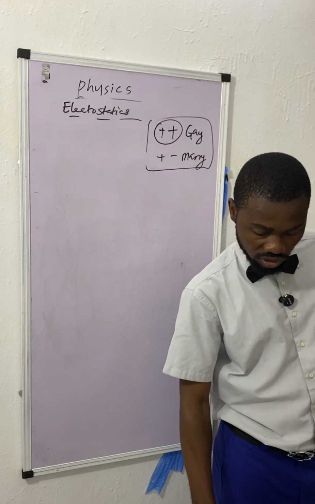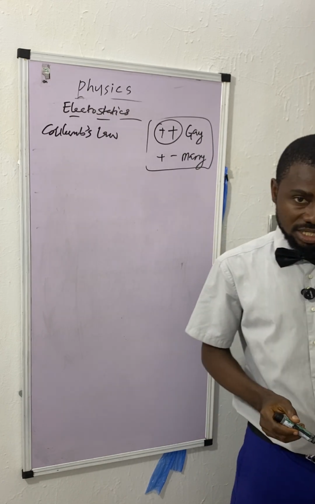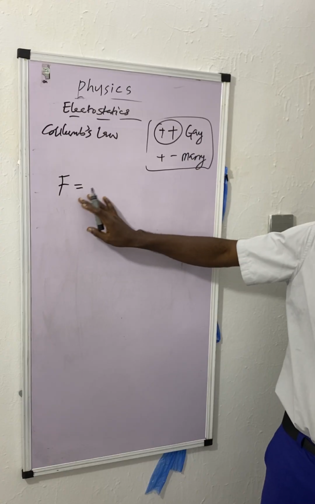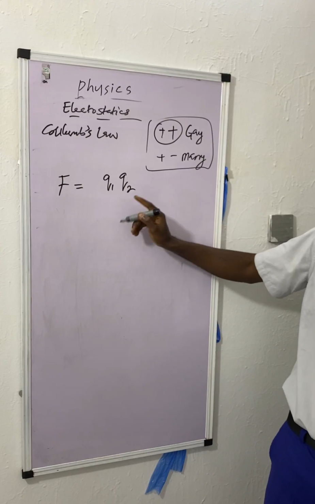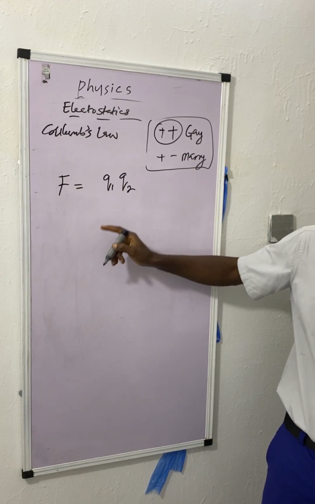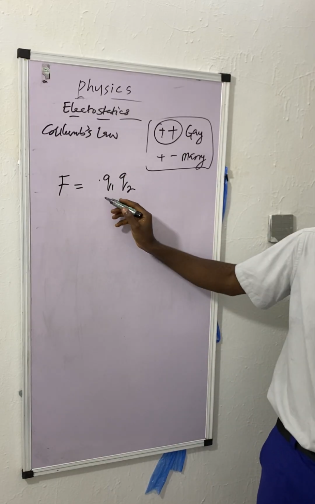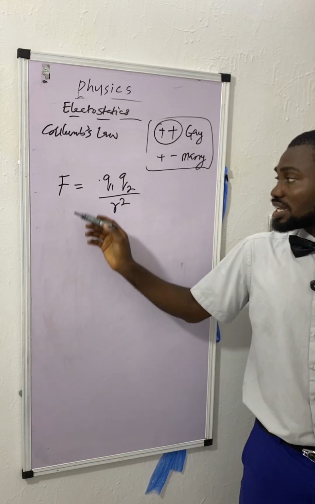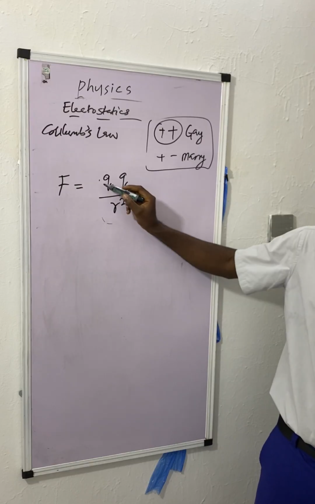But let's now look at the law in full. Coulomb's law states that the electrostatic force F between two point charges Q1 and Q2 is directly proportional to the product of the charges, that's why you have the two of them together here, and inversely proportional to the square of their distance apart. Then we put a constant here.